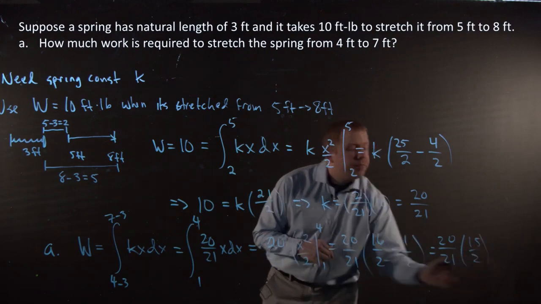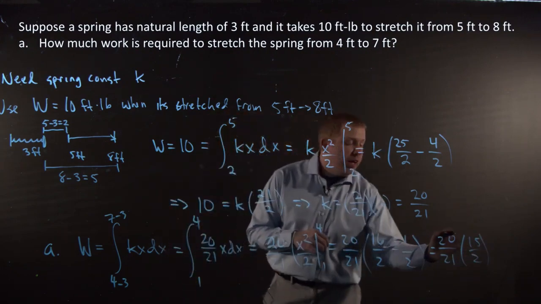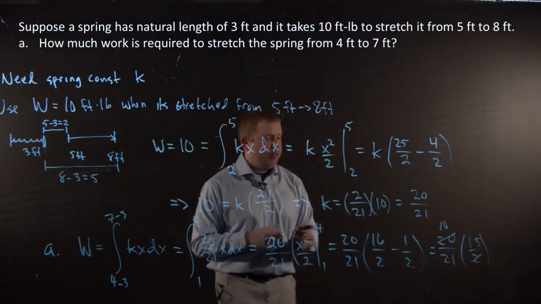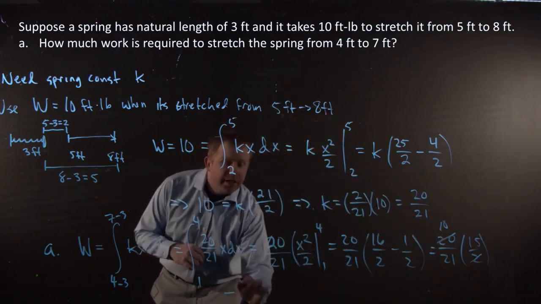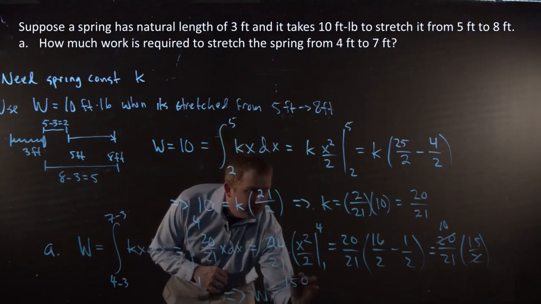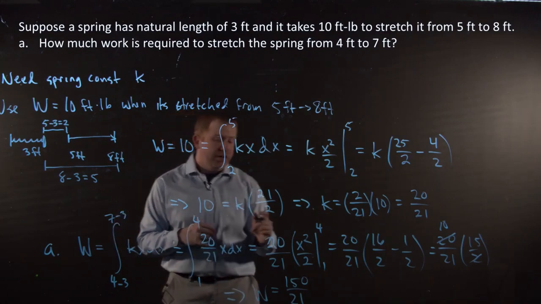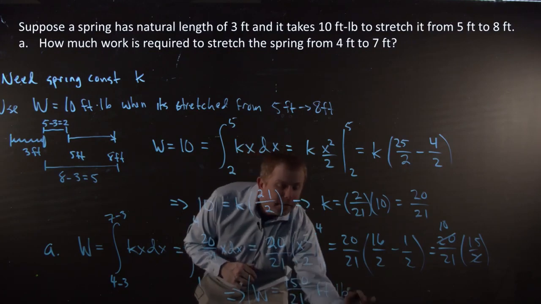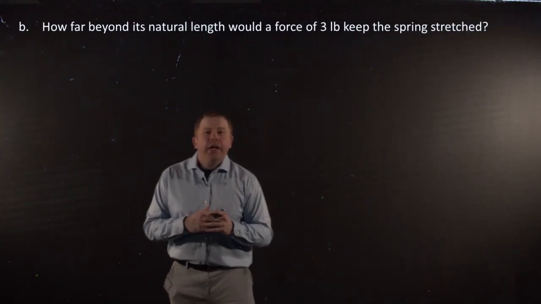over 2. And then finally, what I can do is cancel out the 2 and the 20 and make this 10. And so this is 10 times 15 over 21. And so this means that the work is going to be 150 over 21. And just to be careful, let's write down the units. This is foot-pounds. And that's it. Now let's look at part B.